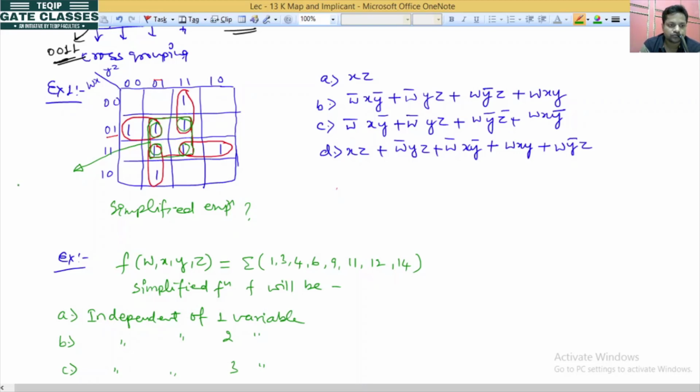So what do we do? Remove the redundant group. This group is redundant, so we have to remove it. That means we cannot write the expression of the redundant group in the output. The remaining 4 pairs, you have to write the expression for. So for this pair, these 2 cells are responsible, this one and this one.